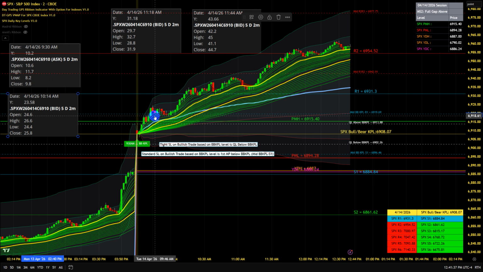Same thing on the reverse. On bearish entries, you're looking for the close below a contextual level or a close below one of the main key levels to also be aligned with the ribbon being all red.